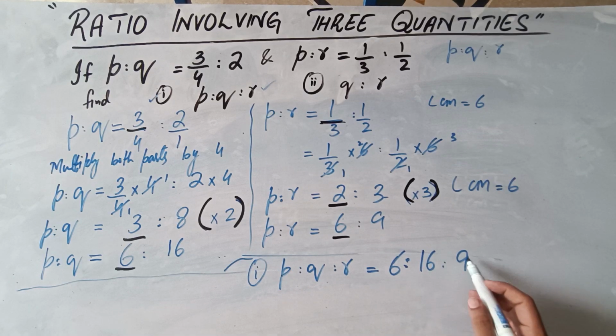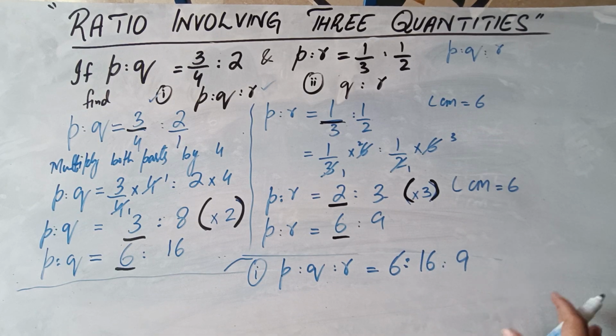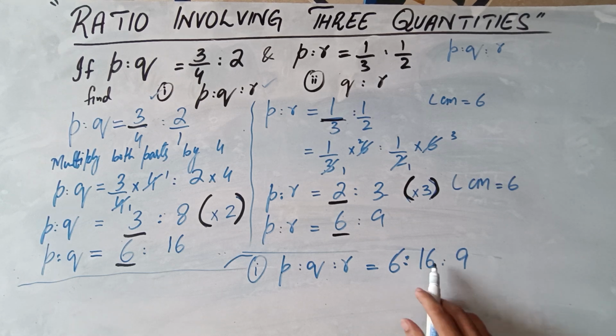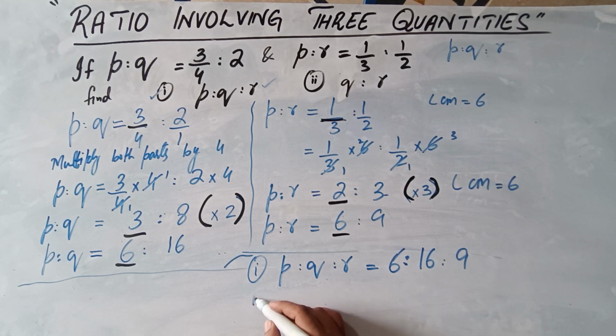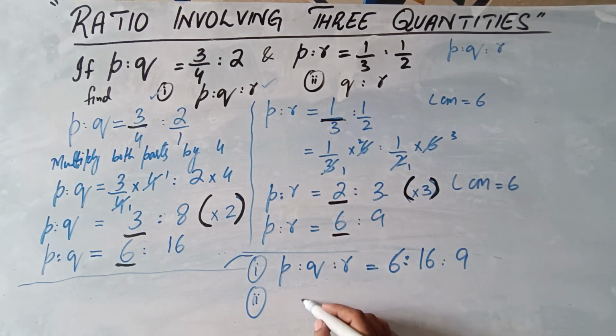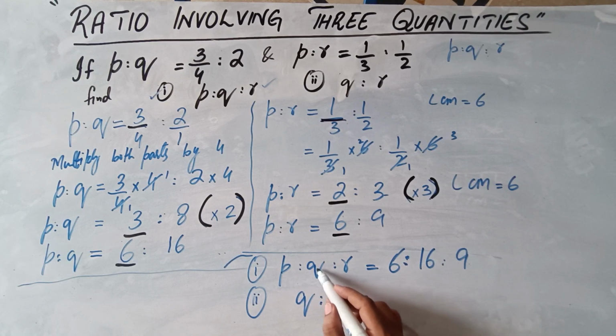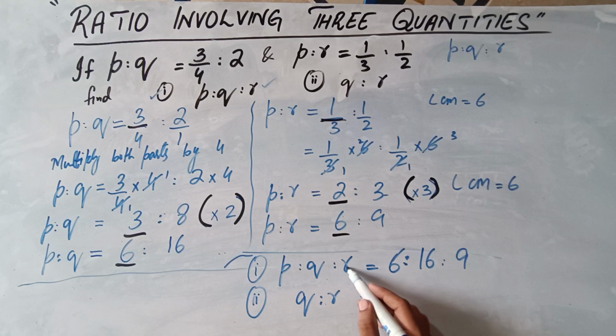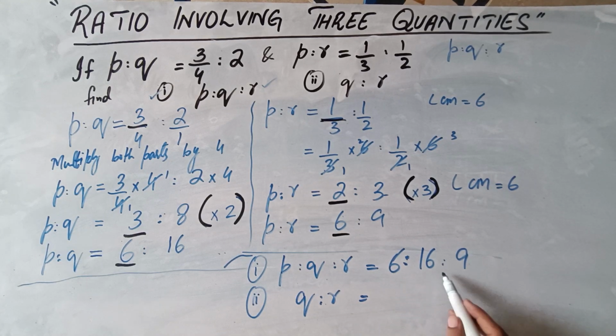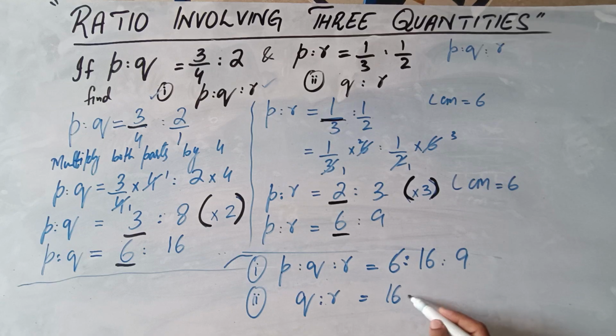Why? Because they are not all divisible by a common factor. Now the second part, Q ratio R. So Q ratio R is equal to, the value of Q is second and the value of R would be third. So second and third, 16 ratio 9. Now again they both are not simplifying by any common factor. So this is the simplest and final answer.